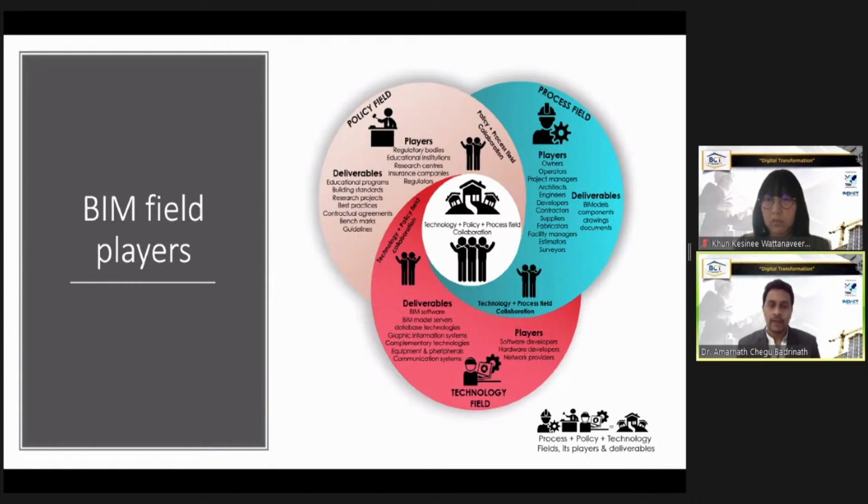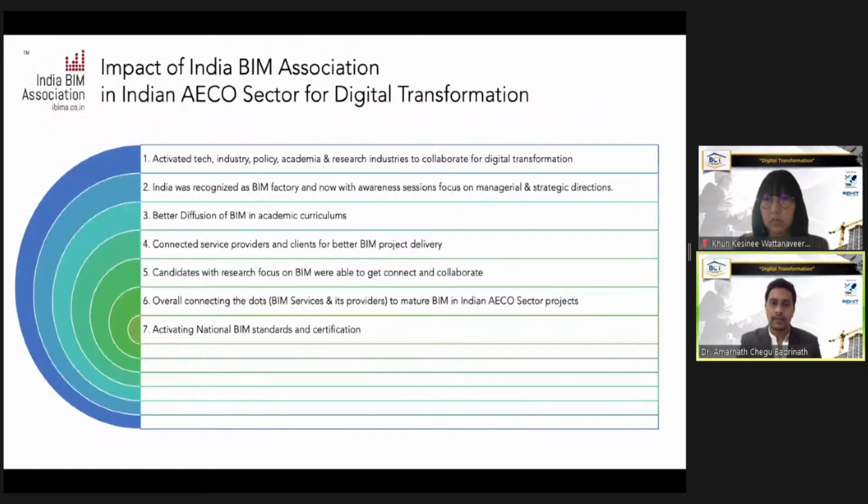And with this kind of national initiative, we were able to bring in a lot of new startups which are supporting the services. And this is the kind of impact of having our national BIM forum in the Indian AEC sector, which supported in a big way for digital transformation. We were able to activate the tech industry, policy, academia, and research industries to collaborate for digital transformation.